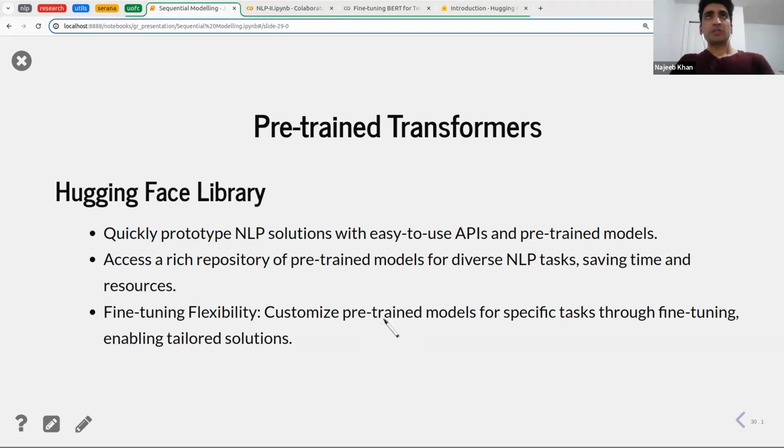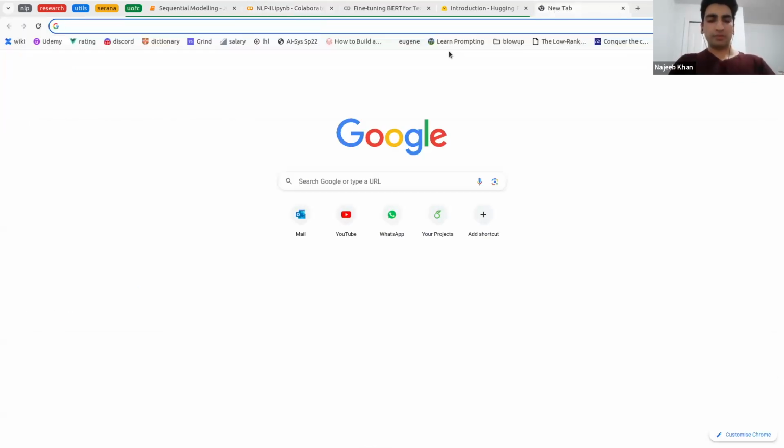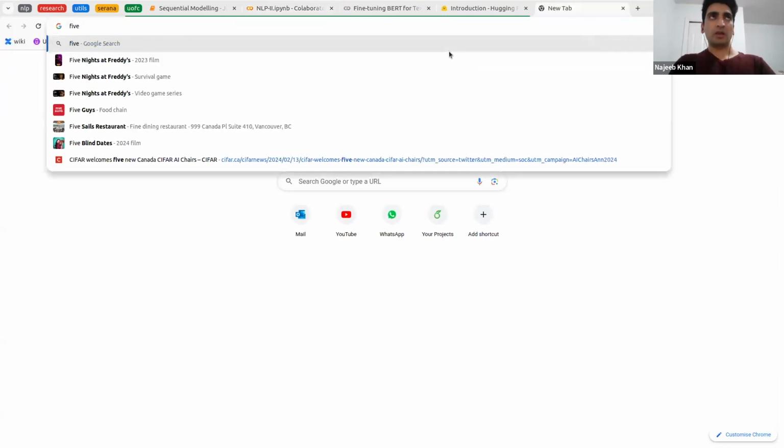So once we come back from the break, what we are going to do is go through this notebook and look at some examples of transformer models. The question was about the link, so that's good. All right, so let's take a 5 minute break and I'll be right back with you in 5 minutes.